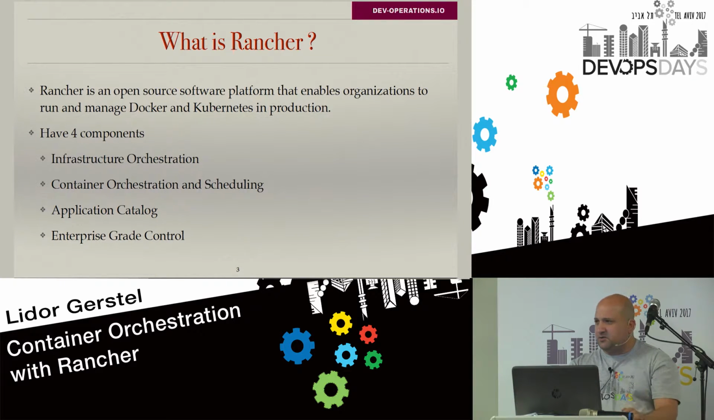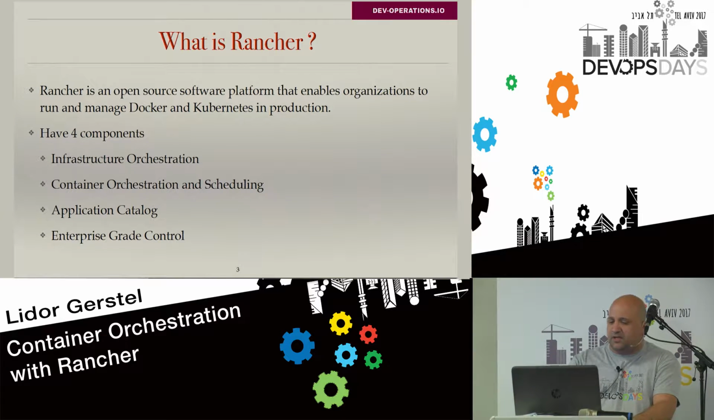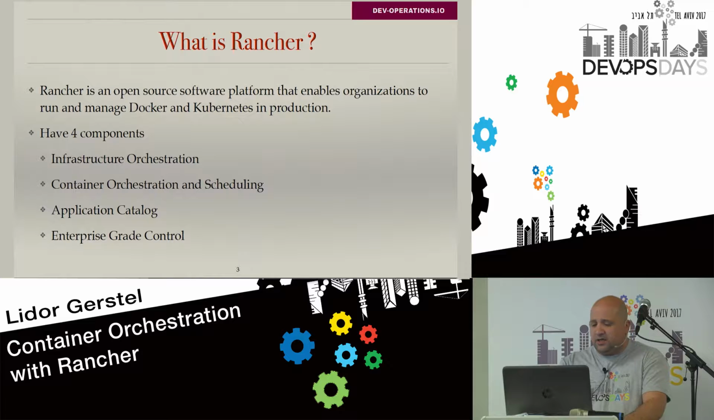It has infrastructure orchestration, which can spin up more hosts for Kubernetes, or for Mesos, or for Swarm. Okay? It has container orchestration and scheduling. And it has an application catalog because it's application aware of your containers, okay? And it has enterprise-grade control for security measures and stuff like that.